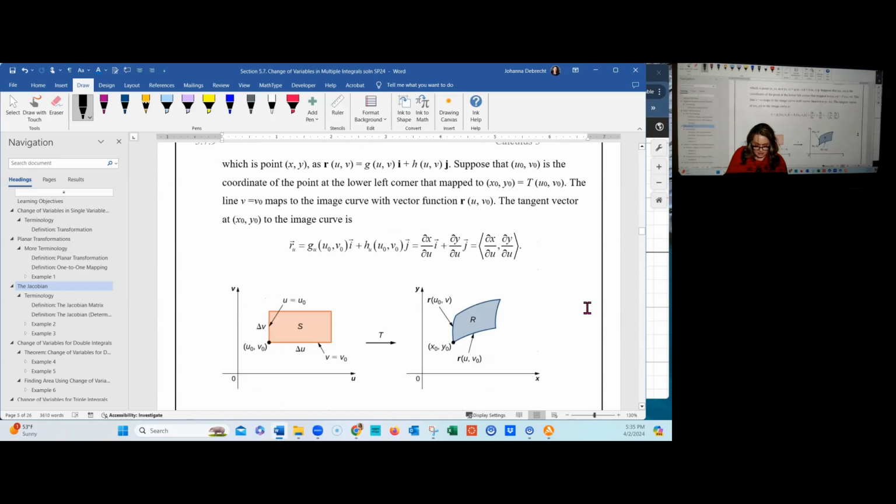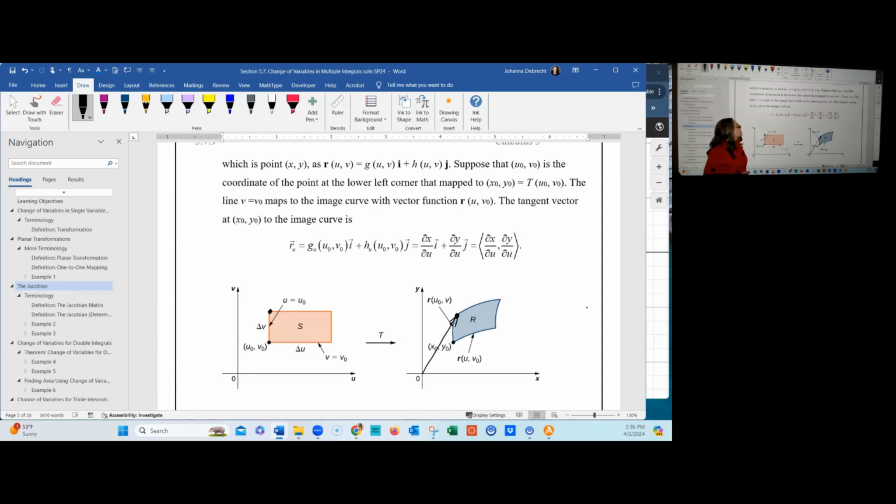So let's take a look at this. Let's say that I have a point somewhere, uv, and I want to find an expression for a position vector, a vector valued function, which will give me that vector, but in the xy plane. So let's suppose that it maps to this one right here. How am I going to come up with that position vector? Well, I'm going to apply the function g to u and v to get the x coordinate, multiply it by i hat, and then take h of u and v to get the y coordinate and multiply that by j hat.